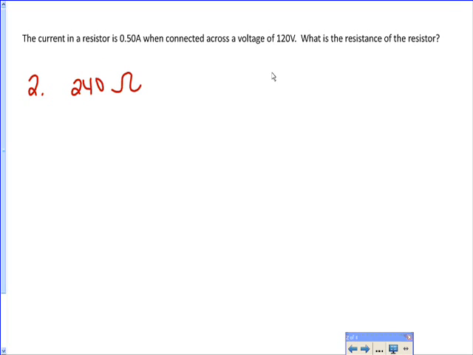Now, number 2, it says the current in a resistor is 0.5 amps when connected across a voltage of 120 volts. What is the resistance of the resistor? So again, it's asking you to find resistance. 0.5A, that gives us current. Remember, current equals I in the formula, but it's measured in amps. And then we have volts, which is 120 volts.